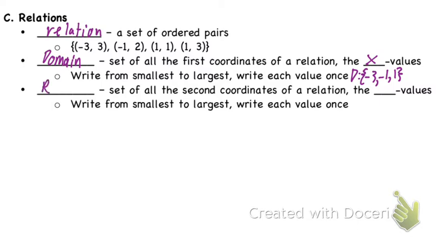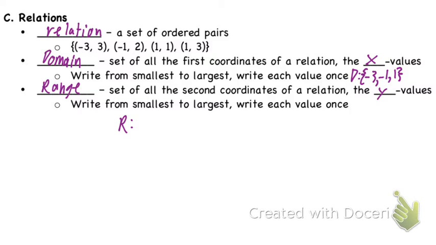Next, we have the range. The range is the set of all the second coordinates of the relation. So which values do you think these are going to be? The y values. Very good. And just like with the domain, we write these from smallest to largest, each value only once. So what letter do we think we might use for the range? The y. Just kidding. R. Very good, Abby. Okay, R.